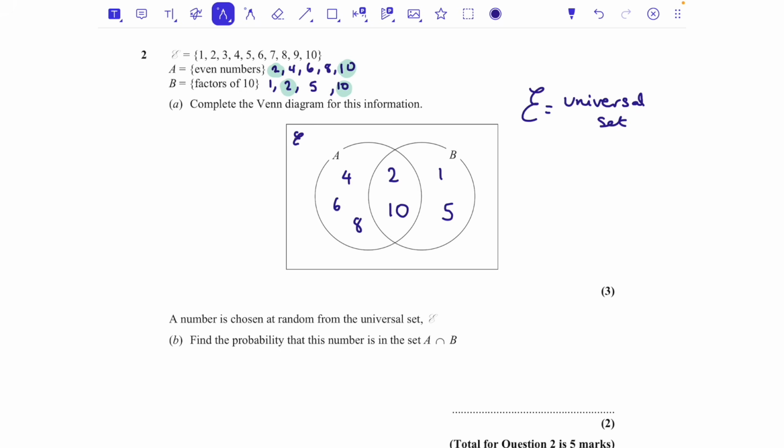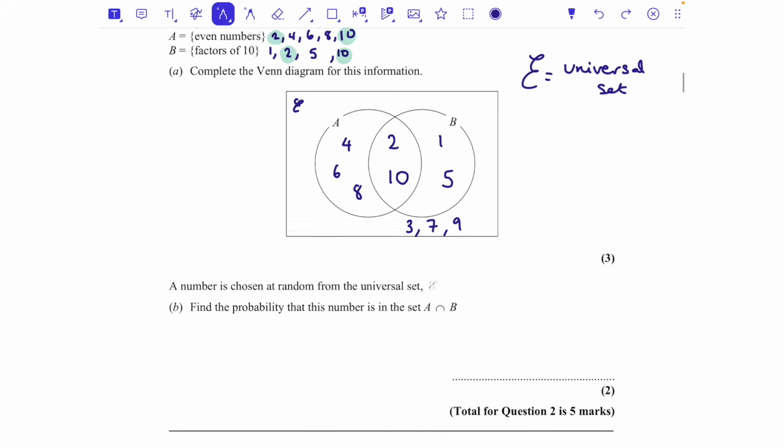So I'm just going to go through 1, 2, and then 3 will go on the outside. I've got 4, I've got 5, I've got 6. 7 will need to go on the outside, 8's there, 9 will need to go on the outside, and 10 is there. And then always just do a check. 1, 2, 3, 4, 5, 6, 7, 8, 9, 10. Yes, I've got everything. So I definitely know that I will get full marks for that one. Okay, fabulous. That's 3 marks.